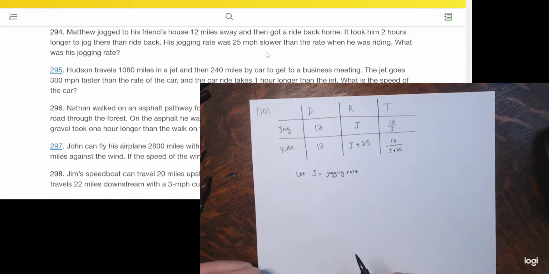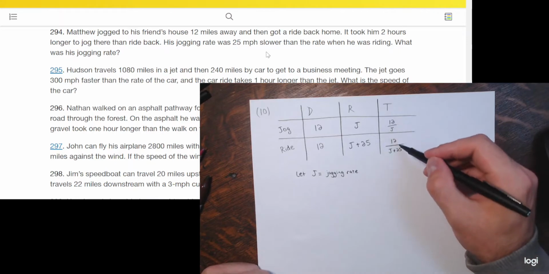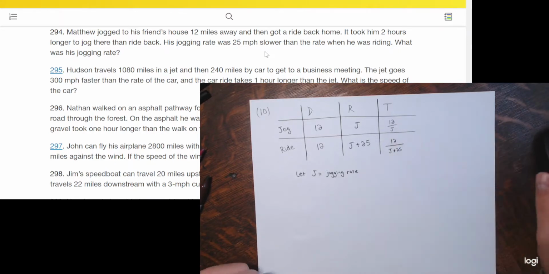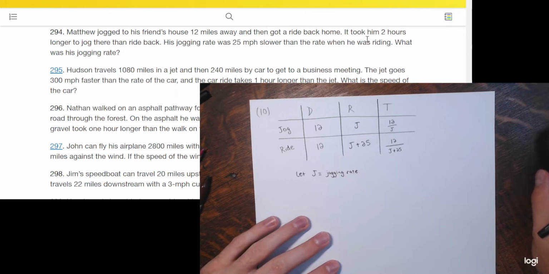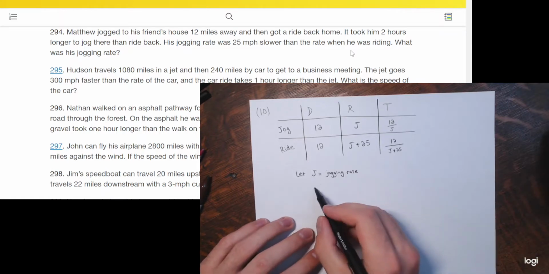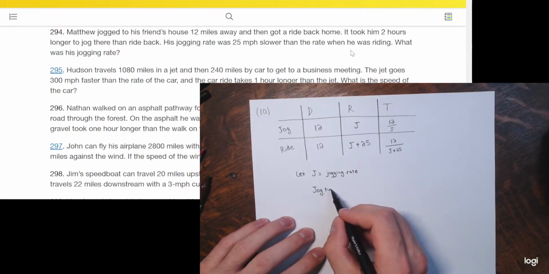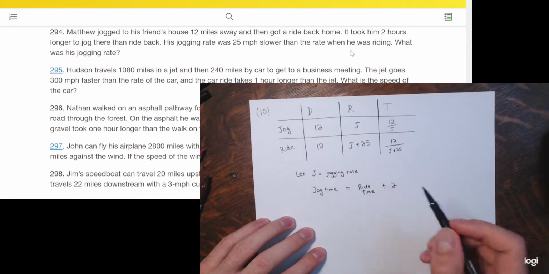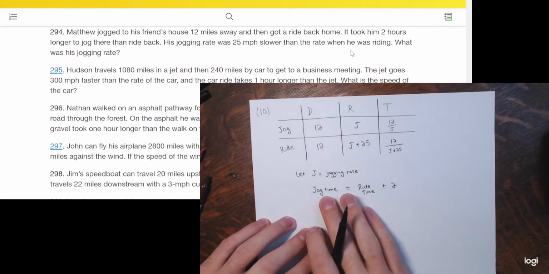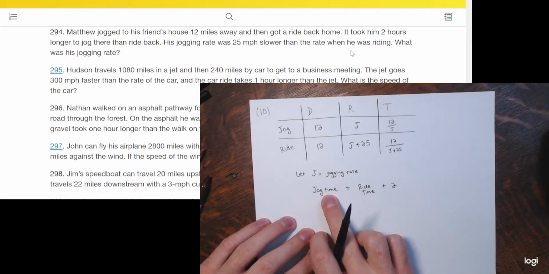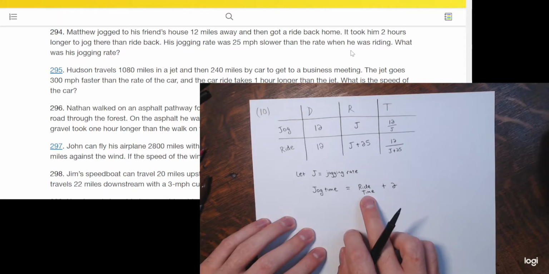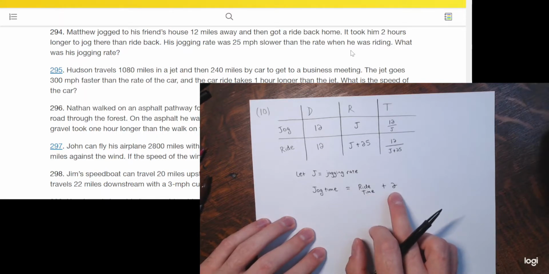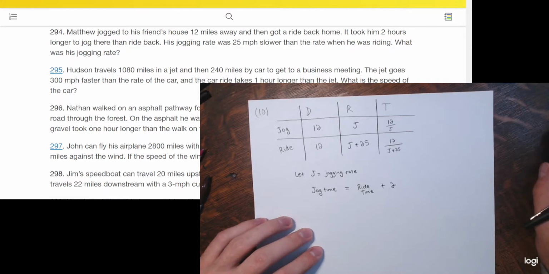And then it said, you know, again, these times are not equal. They don't add to anything. What we hear here, it says it took him 2 hours longer to jog than to ride back. So the jog time will be the ride time plus 2. I hope that makes sense, right? The time it took him to jog to his friend's house is the same as the time it took him to ride back, but 2 hours more. It should take longer to jog than to ride in a car.